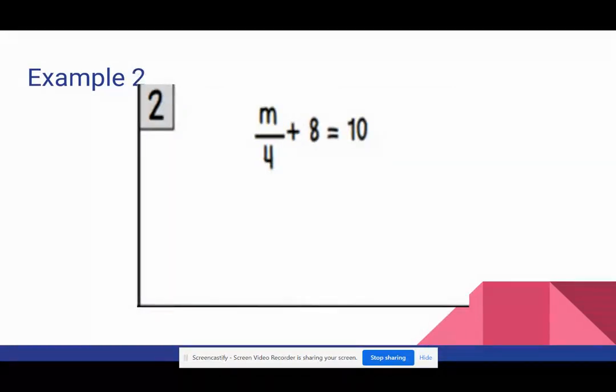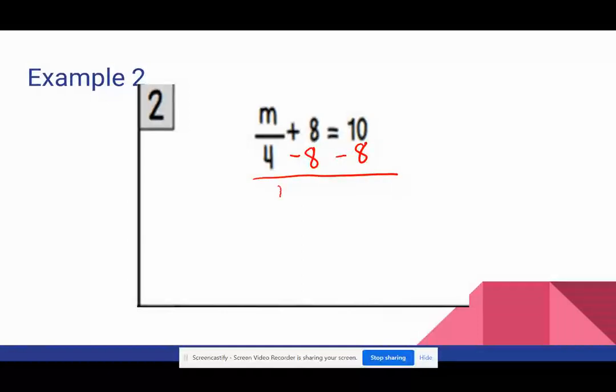Example 2, we have m divided by 4 plus 8 equals 10. Our variable is m, so we're going to be working on the left-hand side. We have to undo any addition or subtraction. We do have addition, so the opposite or the inverse is to subtract by 8 on both sides. Whatever you do to one side, you have to do to the other.